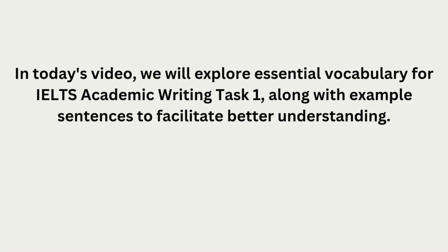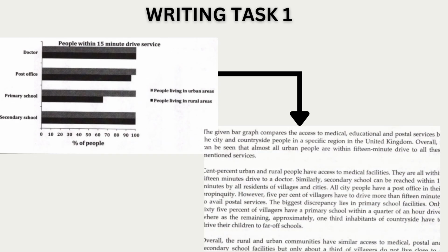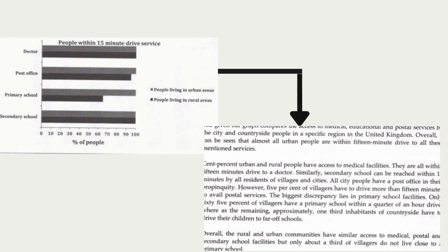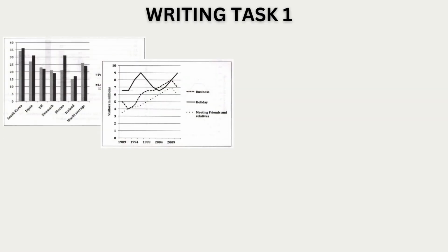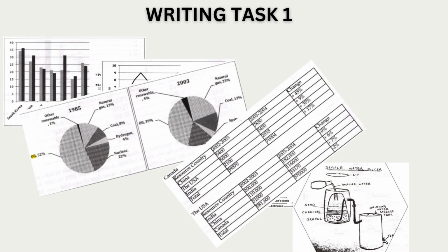In today's video, we will explore essential vocabulary for IELTS Academic Writing Task 1, along with example sentences to facilitate better understanding. As you may know, Writing Task 1 is an information transfer task that requires describing and summarizing visual information, such as graphs, pie charts, maps, or tables, within a 150-word limit. Knowing the right vocabulary is crucial for success in this task.